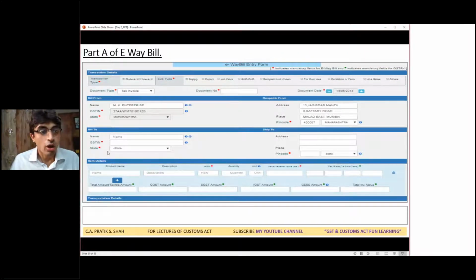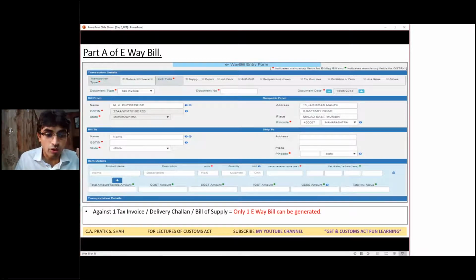See this. Who has prepared the bill? Bill to, on whom you are making the invoice? What are the products? Chemical, cement, bricks. What you are selling, that you need to write. What are the quantity, what is the unit, net amount, tax amount, CGST, SGST, IGST? In short, you are drafting your entire invoice. You are preparing in part A, entire invoice.